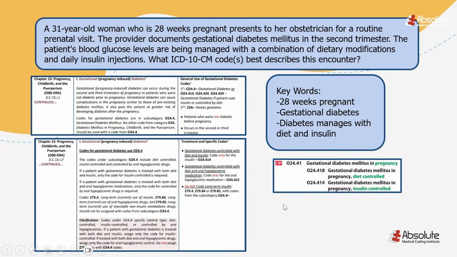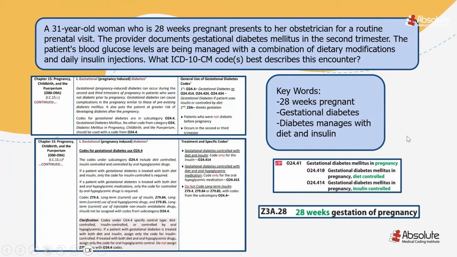So if we go into our ICD-10 book, we will find our second code for the scenario, which is going to be Z3A.28, and that is going to be for 28 weeks gestation of pregnancy. And then those are going to be our 2 and final codes to solve this scenario. So if you got that one right or you were on the right track, outstanding, outstanding.